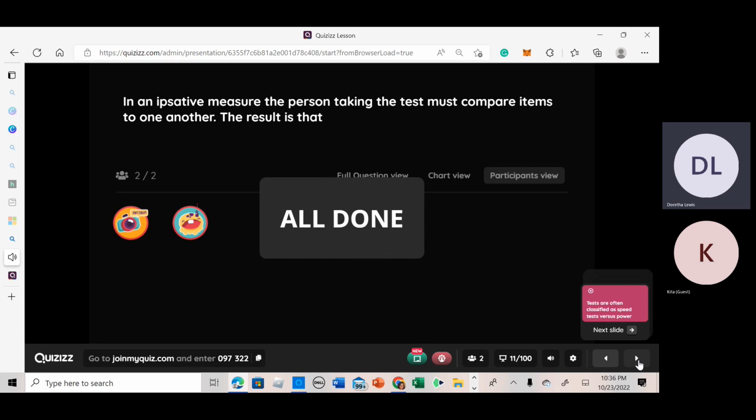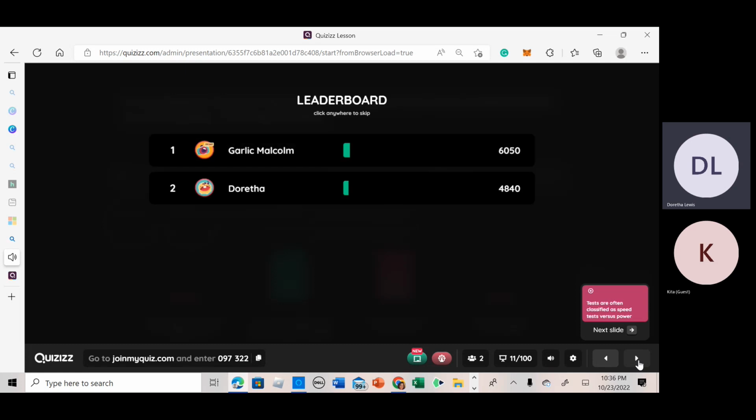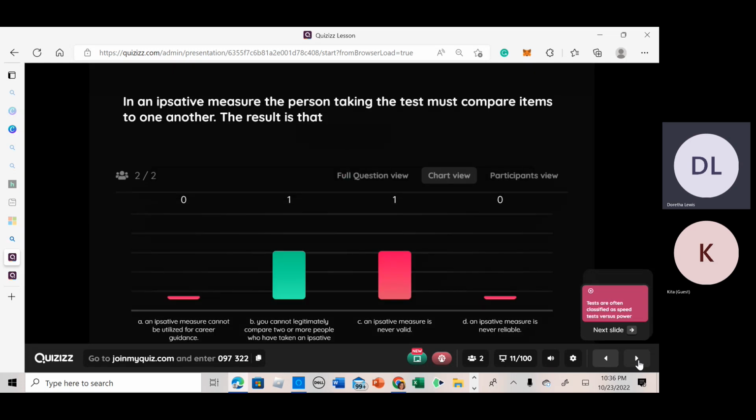And in an ipsative measure, the person taking the test must compare items to one another. The result is that, correct answer B, you cannot legitimately compare two or more people who have taken the ipsative test. Since the ipsative measure does not reveal absolute strengths, comparing one person's score to another is relatively meaningless. The person is measured in response to his or her own standard of behavior. The ipsative measure points out the highs and lows that exist within a single individual.